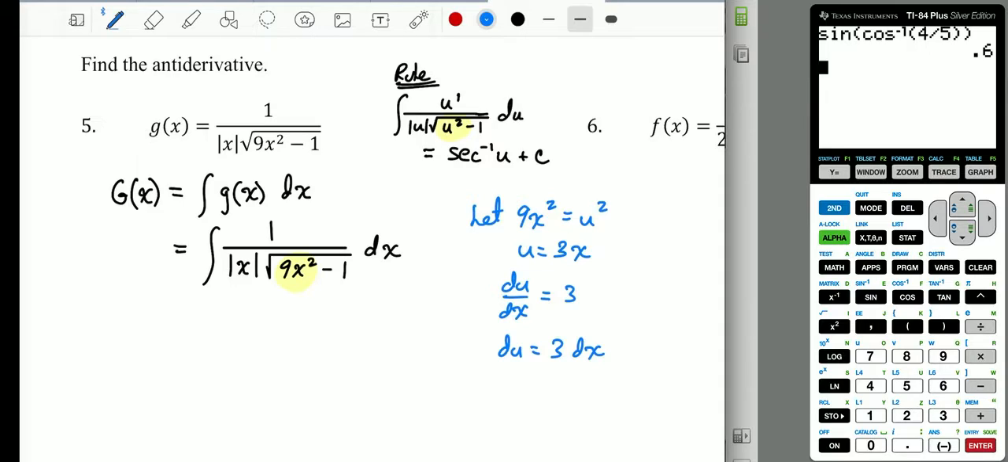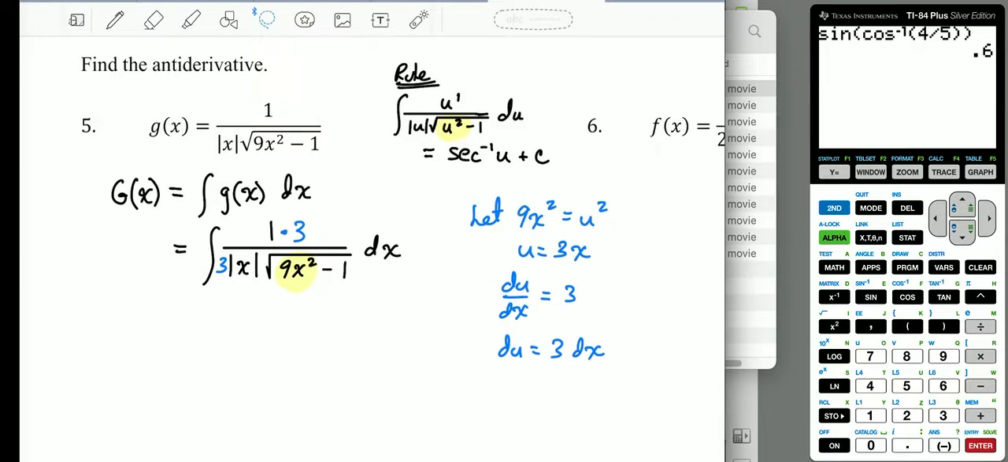It looks like I've got something going on here. We're missing a 3 on the bottom because the rule is the absolute value of u times the square root of u squared minus 1. I get the u squared minus 1, but in order for this to work, this would need to be a 3, or at least a 3x. So what I can do is introduce a 3. But if I introduce a 3 on the bottom, I'm going to have to introduce it on the top also, so multiply by 3 over 3.